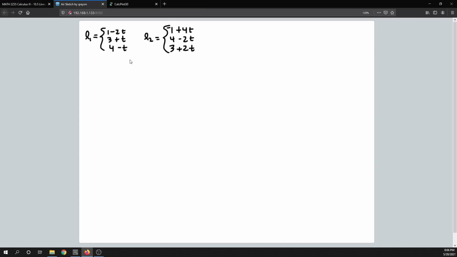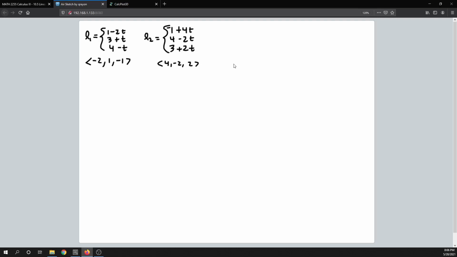Before we get started, the first thing that we would want to do is to take a look at the direction vectors of each line. Those are going to be the numbers that are the coefficients of the t in the equations. So the direction vector for the first line is going to be -2, 1, -1. And for the second line, it's going to be 4, -2, 2.